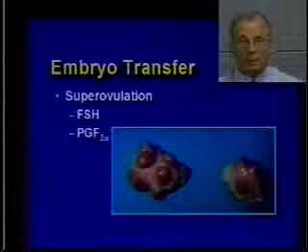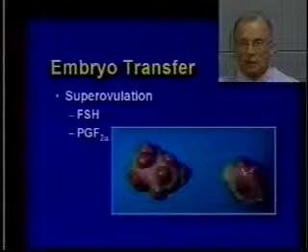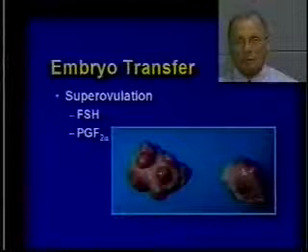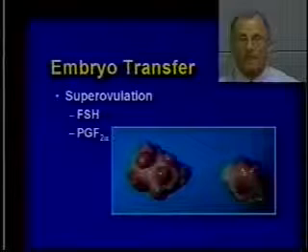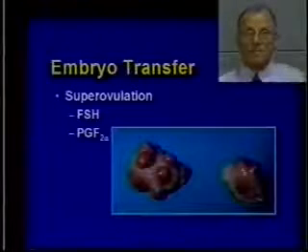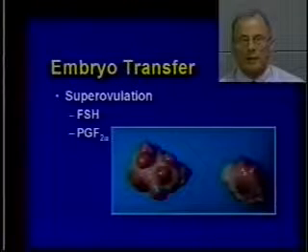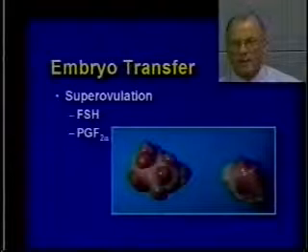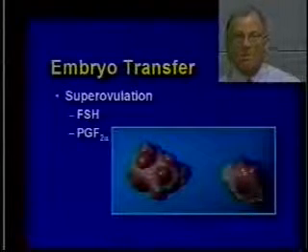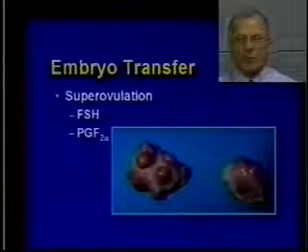Second step then is to superovulate this cow. Instead of flushing one embryo at a time, we're able in cows to treat them with hormones, follicular stimulating hormone, to get several ovulations. And FSH has a rather short half-life, so we have to give that repeatedly, morning and evening, over a period of 4 days.